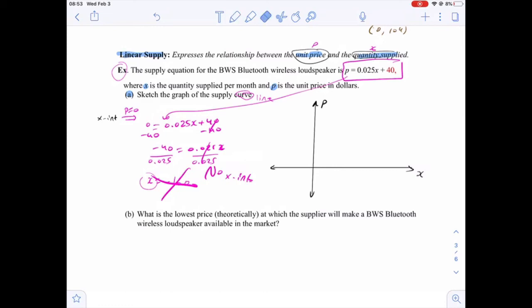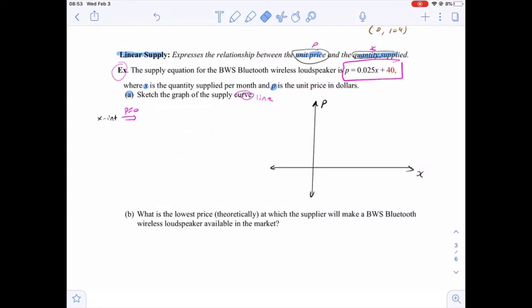Now I'm going to erase this part to find the y-intercept. Let's see if we have a y-intercept. That means we plug in x equals 0, so p equals 0.025 times 0 plus 40, and that means p equals 40. So the y-intercept is (0, 40). So there is a y-intercept, and the function is increasing, as you can see, because the coefficient of x is positive. So the graph looks like this.